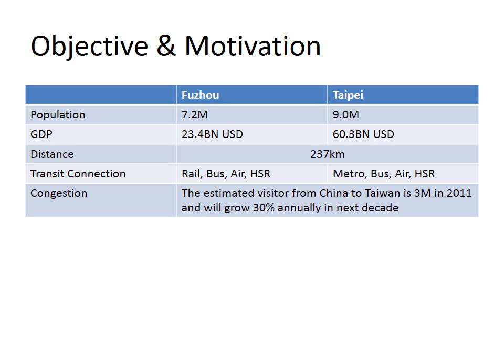For the transit connections, in the Fuzhou area we have rails, buses, air, and the high-speed rail is currently being used. On the other hand, in the Taipei area we have metro, buses, air, and the high-speed rail as well. For congestion, we are estimating that visitors from China to Taiwan will increase by 30% annually, starting from 2011, which had 3 million passengers, and it is going up 30% in the next decade.